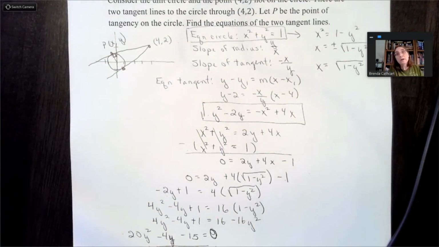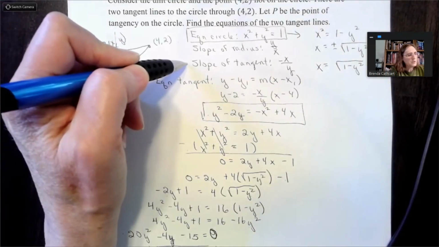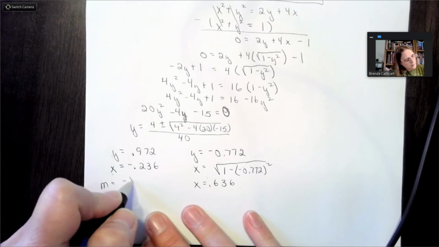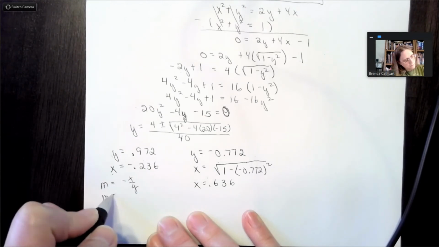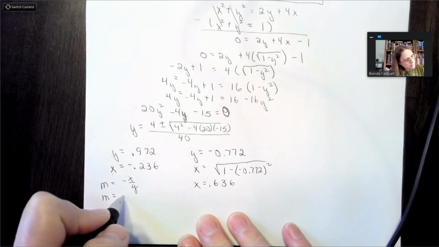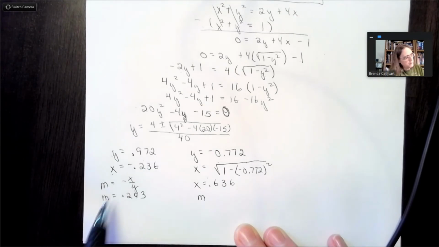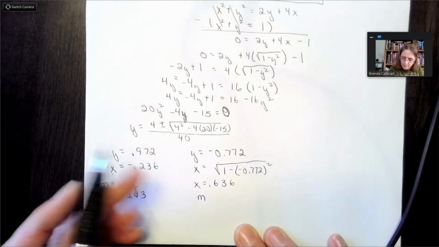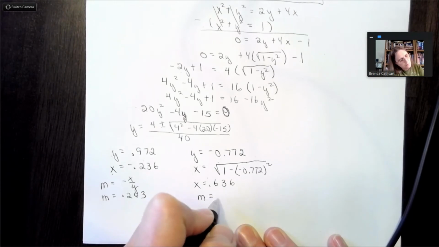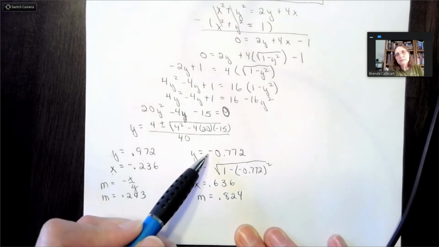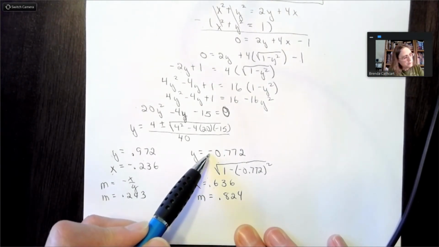Now we want to find the equations of the two tangent lines, which means we need to find the slope. So our slope of our tangent line is going to be negative x over y. So in each case here, let's do our slope by doing negative x over y. When we do that, on this one, we get a slope of positive 0.243. And on our second possibility, doing negative x over y, negative 0.636 divided by negative 0.772, we get a slope of 0.824.